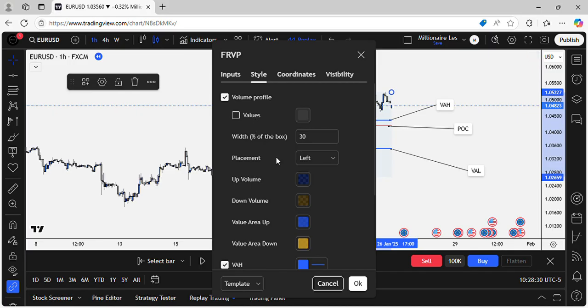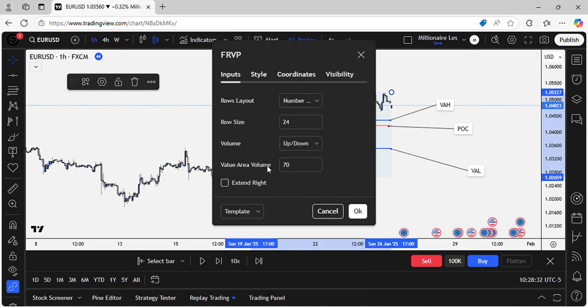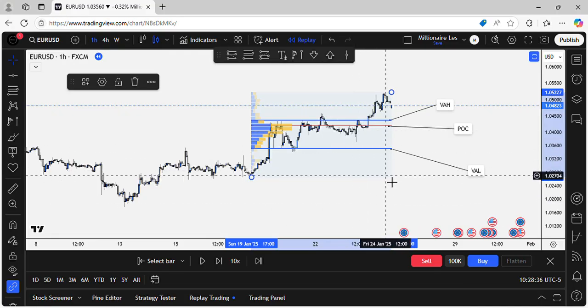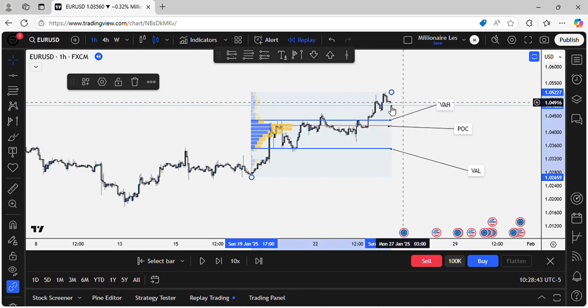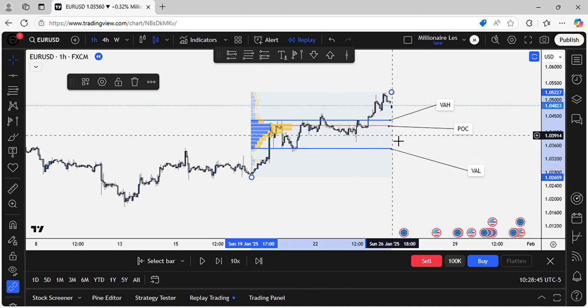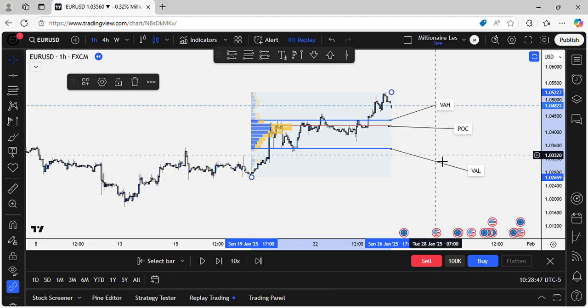If you go to my volume profile settings, you see I did not change anything. Value area volume is 70. I keep it organic, right? So 70% of the volume within this week's profile traded in between this area. You have your value area high, your value area low, and then your point of control.